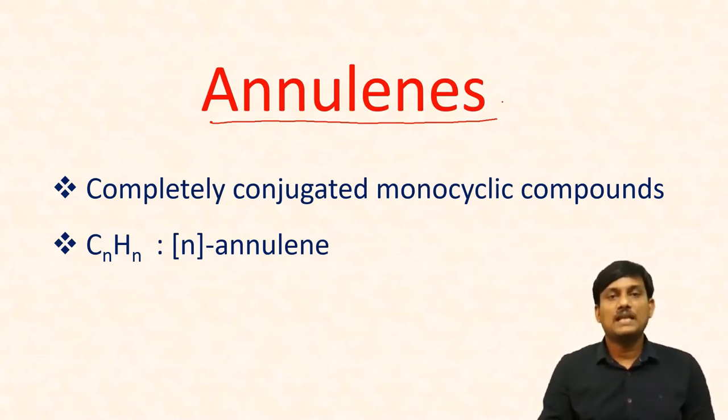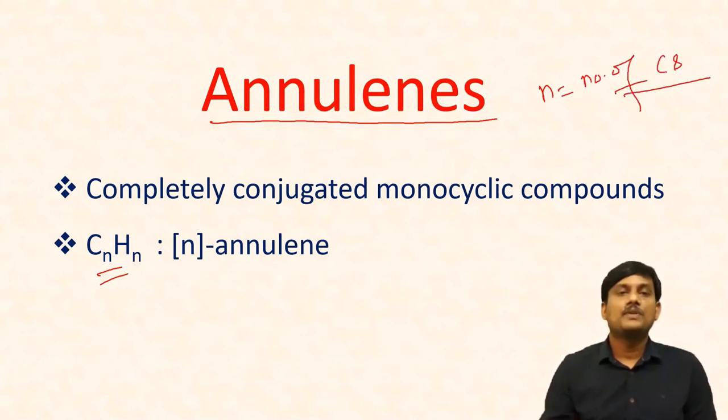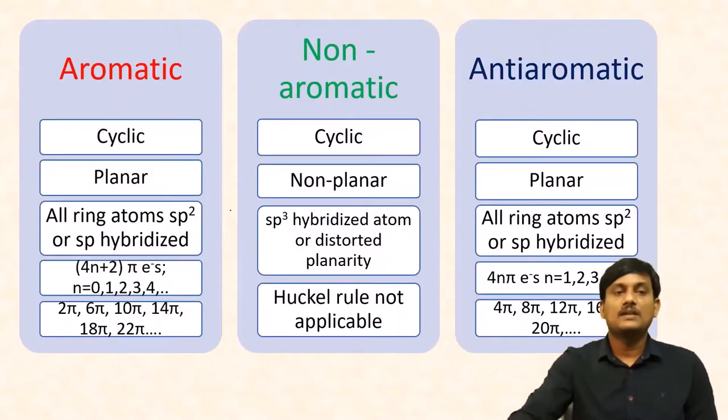In this video, I will explain aromaticity of annulenes. Annulenes are completely conjugated monocyclic polyenes. The general formula of annulene is CnHn, where n represents the number of carbons. The name of annulene is n-annulene, where n represents the number of carbons.